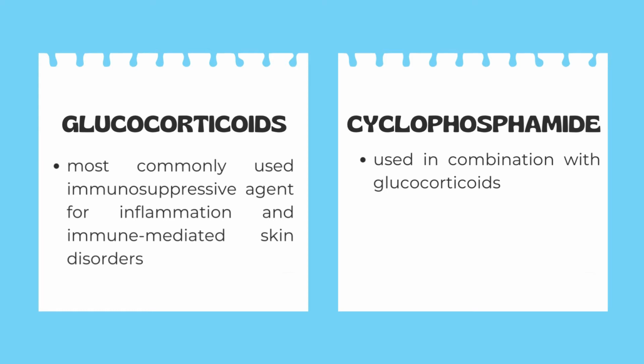Second is cyclophosphamide. It is used in combination with glucocorticoids for severe cases of autoimmune diseases such as systemic lupus erythematosus. It is a type of lupus that causes widespread inflammation and tissue damage. Cyclophosphamide interferes with the growth of cancer cells.